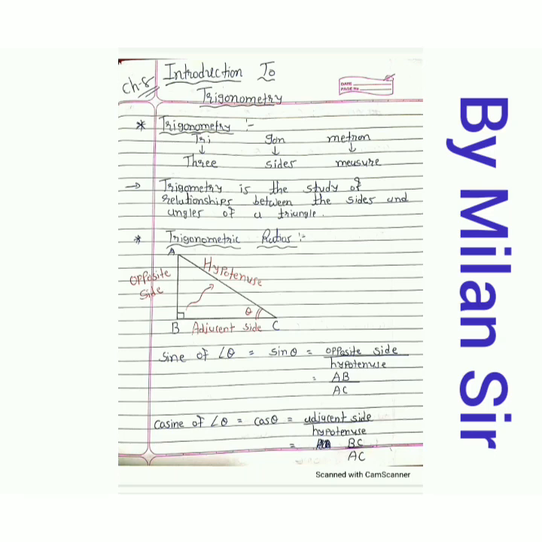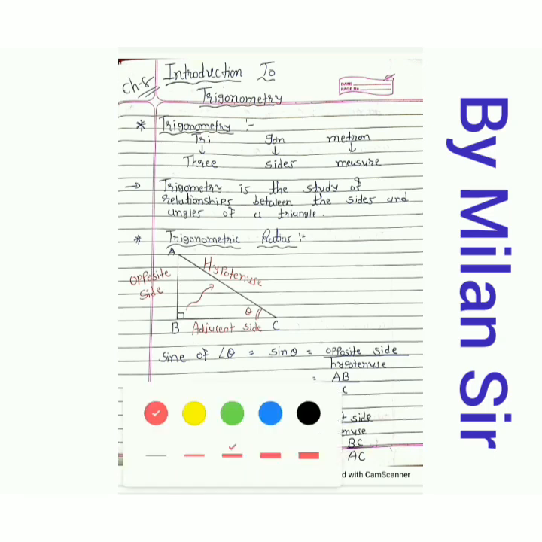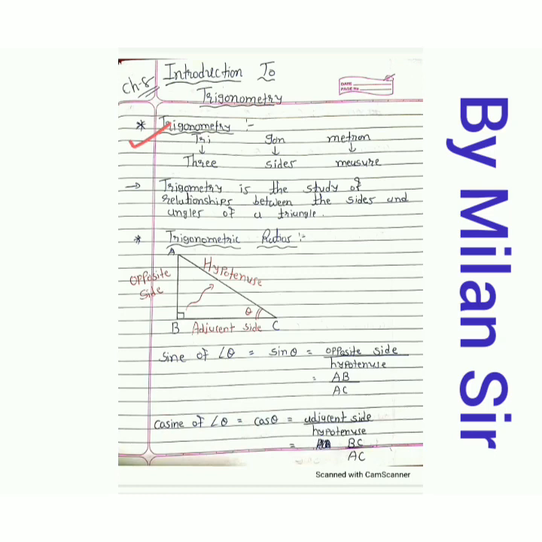So let's start it. Trigonometry word derives from three words. First is tri, second is gon, and third is metron. Tri means three, gon means side, and metron means measure. So it is three side measurement.